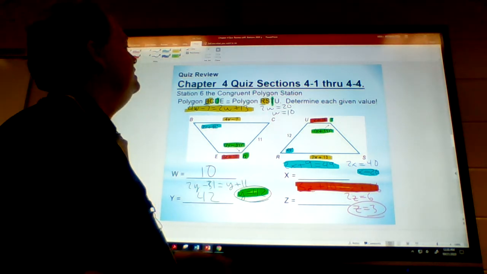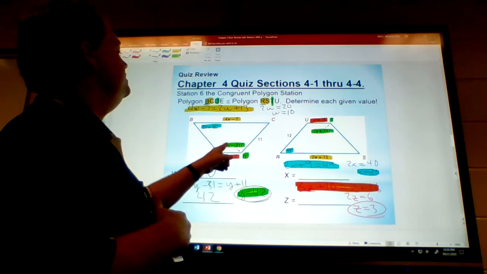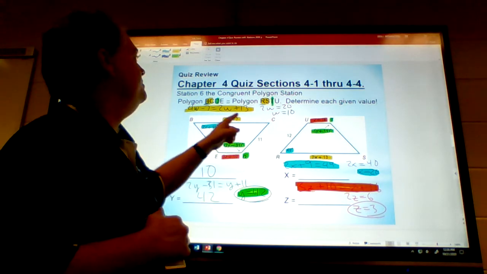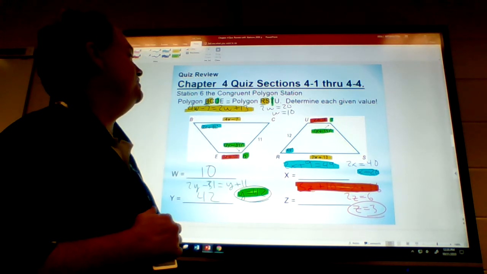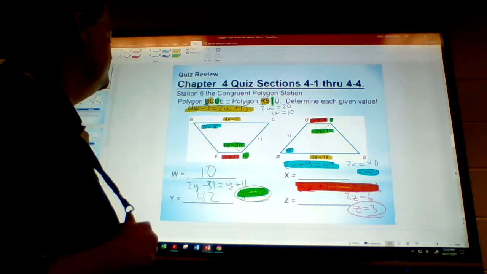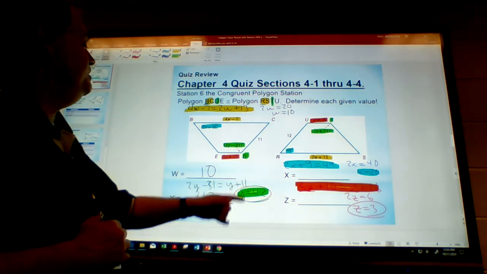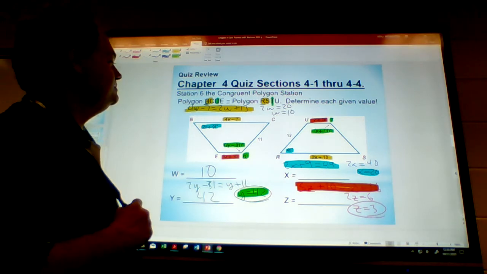So I get those. With D's, 2Y minus 31 equals Y plus 11 because D is third, T is third. So I highlighted those, and you get 2y minus 31 equals y plus 11, so you get y equals 42.